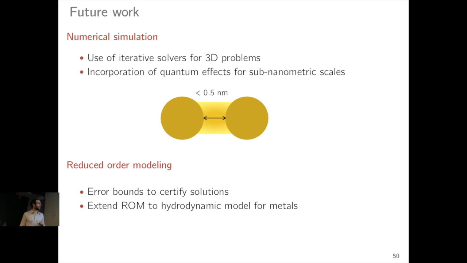In terms of reduced order modeling, we definitely need to incorporate error bounds to certify the accuracy of the solutions. And we would like, as I've already mentioned, to extend the reduced order model to this more advanced physics described by the hydrodynamic model for metals, in order to have a much more predictive simulation method.